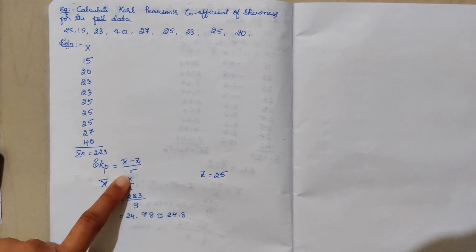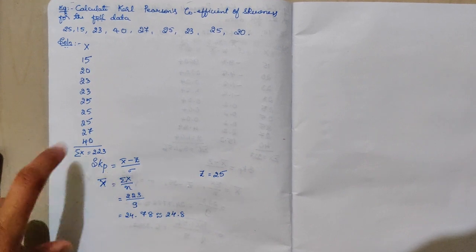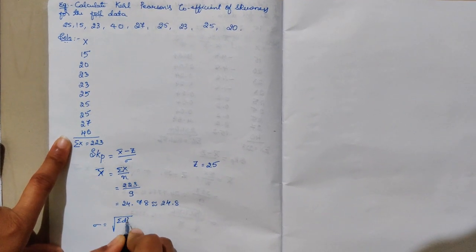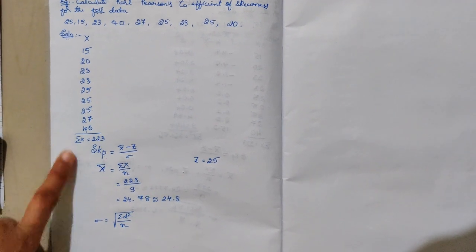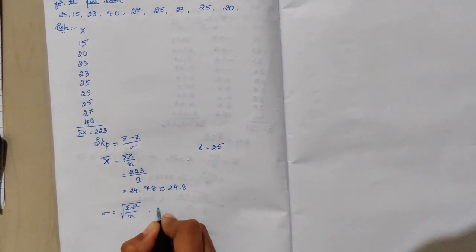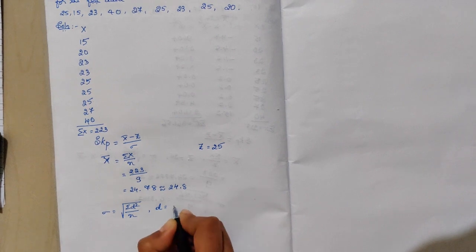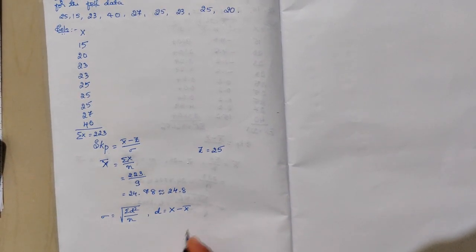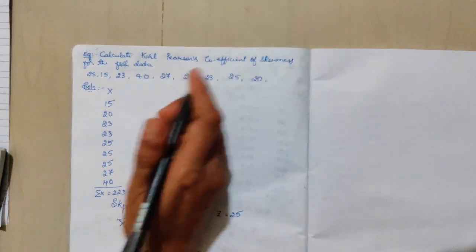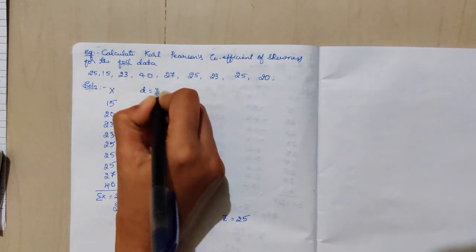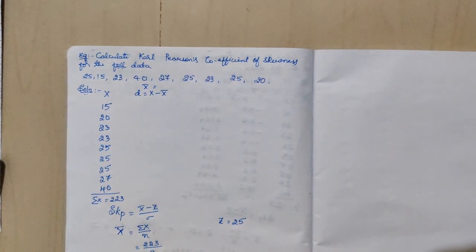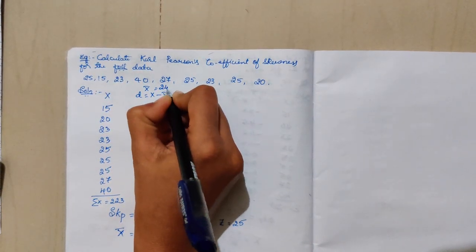Now we have to find the sigma value. To find the sigma value, the formula is square root of summation d square divided by n. We know that d is nothing but deviation, which can be calculated by using the formula x minus x bar. So now we will find the deviation, that is d equals x minus x bar, where the x bar value is nothing but 24.8.